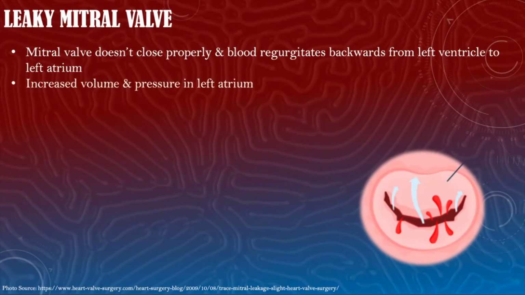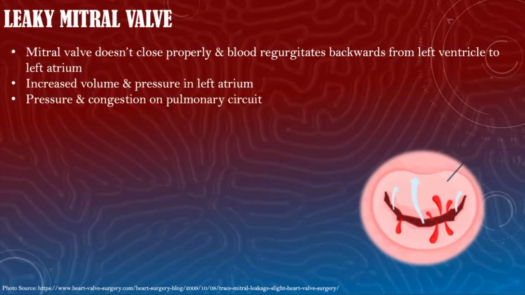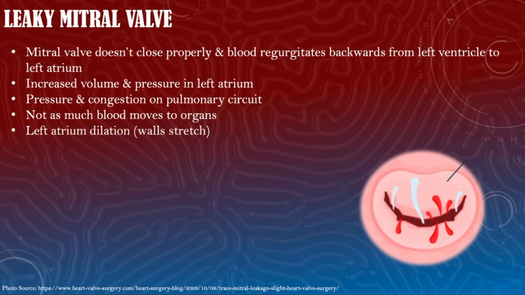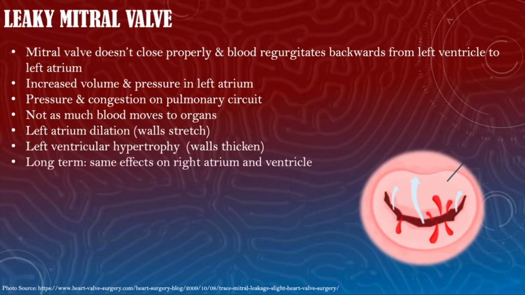So this increases the volume and pressure in the left atrium, and this puts pressure and congestion on the pulmonary circuit. Not as much blood is moving forward out to the organs. And then the left atrium starts to dilate. The walls of it start to stretch. The left ventricle is working so hard that it starts to thicken. Left ventricular hypertrophy occurs. And then long term, these effects also impact the right atrium and right ventricle.